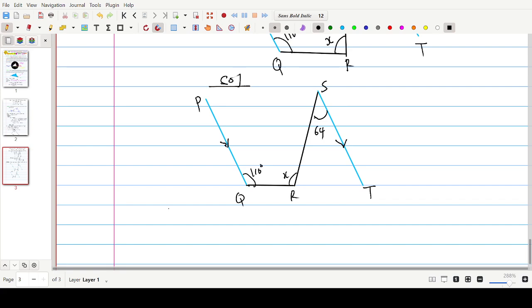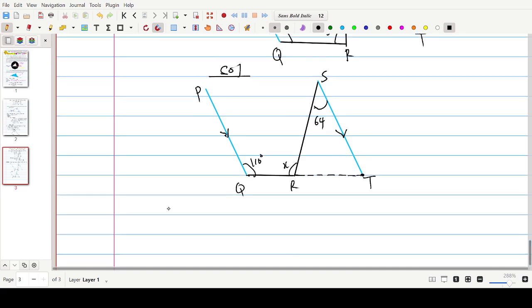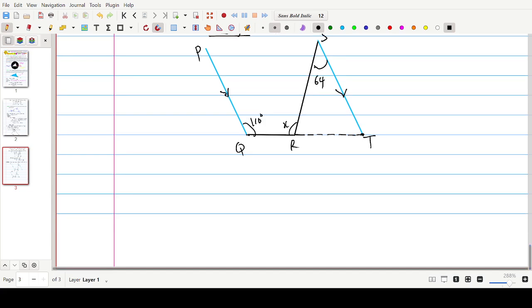So what we do, we extend this side as follows. We extend it in this manner to meet with this. Can you see that? We extend in this manner. Now, if we do that, we now have a triangle. Can you see the triangle? We have a triangle at hand. So from here, we can reason.